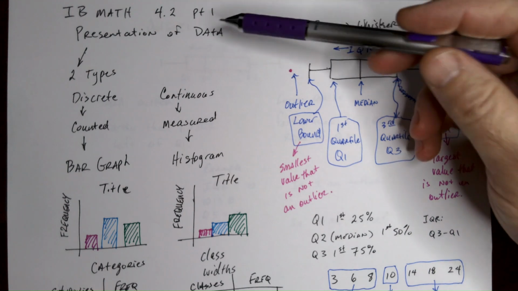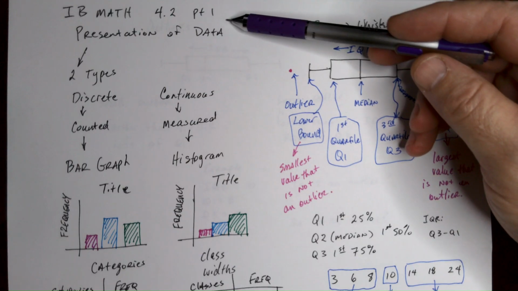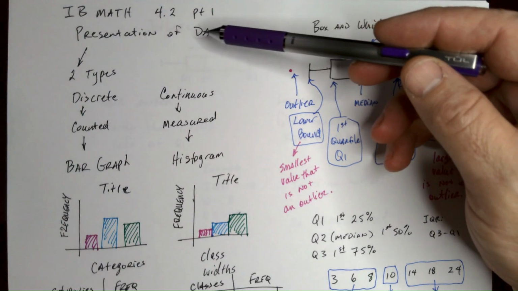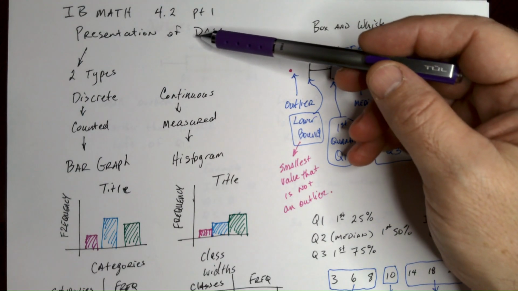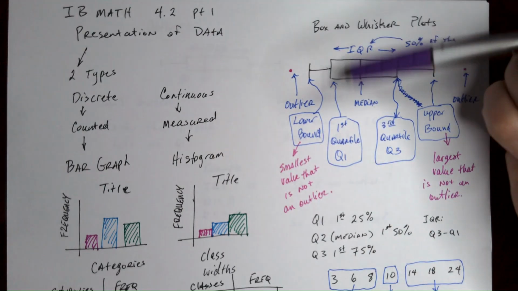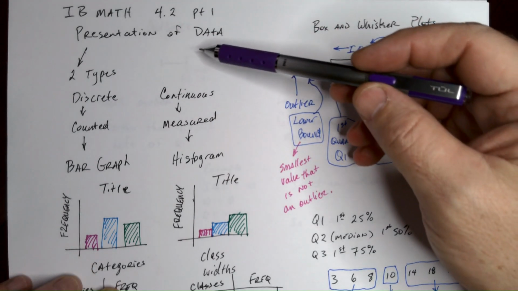All right, let's talk about presentation of data for IB 4.2. This unit has a ton of stuff, so we're going to break it up into 3 individual lessons. But presentation of data is talking about graphs, analyzing graphs, data tables, central tendencies, dispersion, all that kind of stuff. We'll get into that right now.